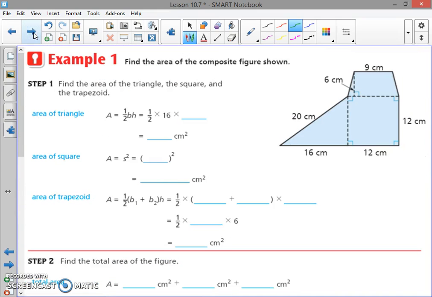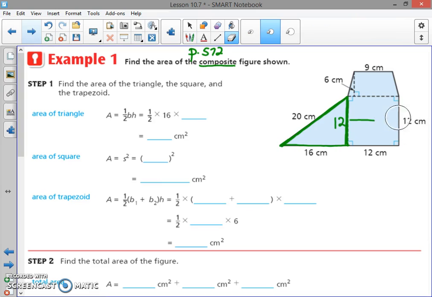All right, please turn to the next page, example 1, on page 572. Find the area of the composite figure shown. Remember, composite, base word compose, so it's composed of different shapes. First, you have to study it to see what we know. So we know this is a triangle, okay? It's 20 on its diagonal here. 16 is the base, and the height is 12. I'm just going to label that 12 here. I don't know if I need that 20 for anything. Do you think we do? Not sure if we need the 20 for anything.